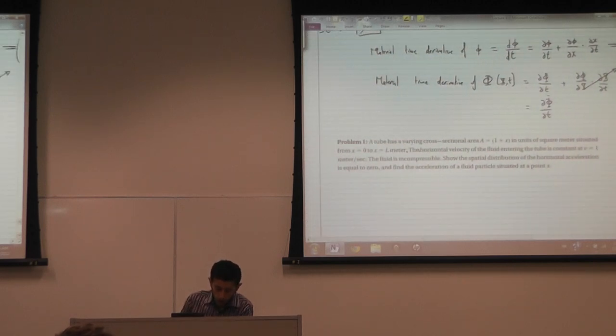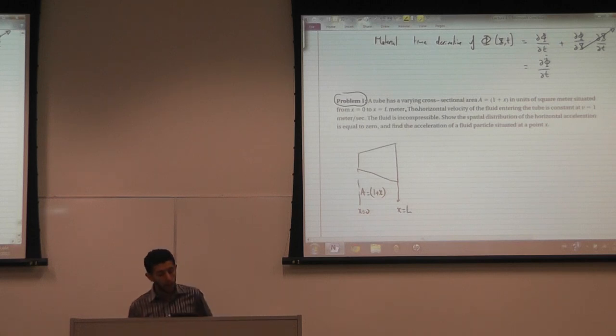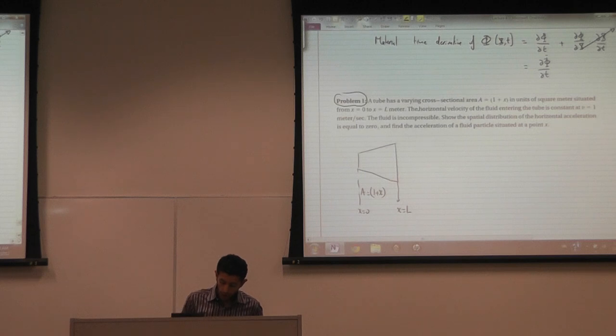So we have two problems, and that's it for today. Problem one, just another example. I have a tube with a varying cross-sectional area A, which is equal to 1 plus x. Here x is equal to 0, and here x is equal to L. The horizontal velocity of the fluid v is equal to 1 meter per second. The fluid is incompressible.